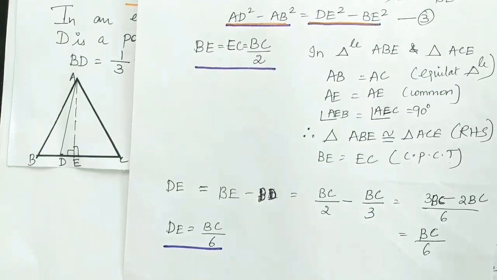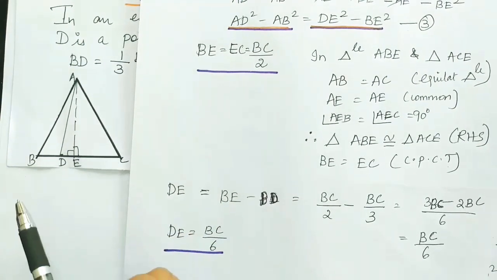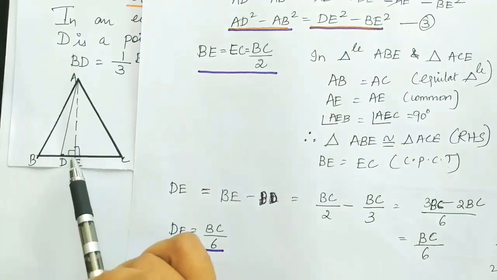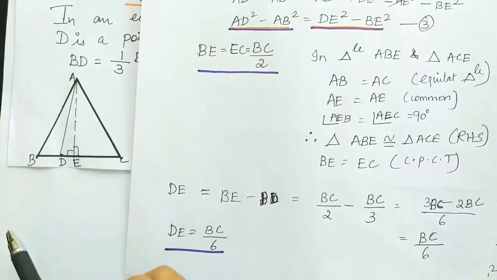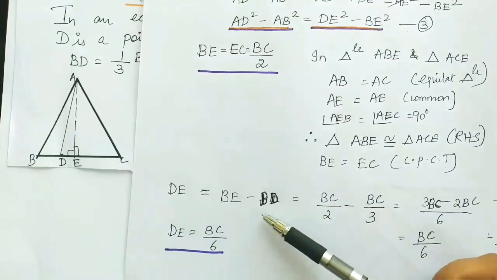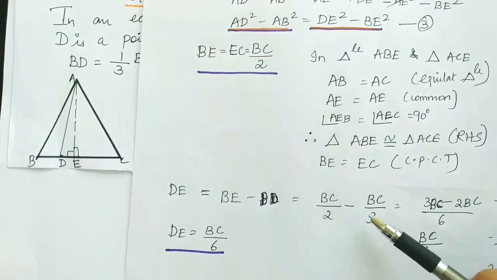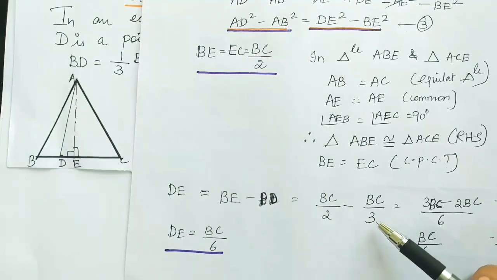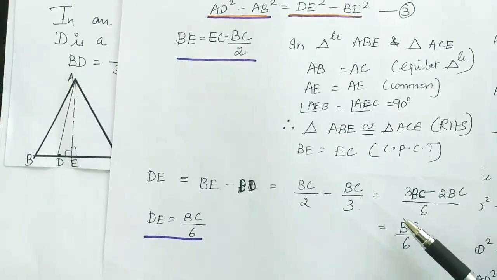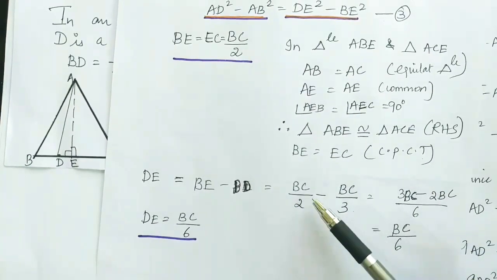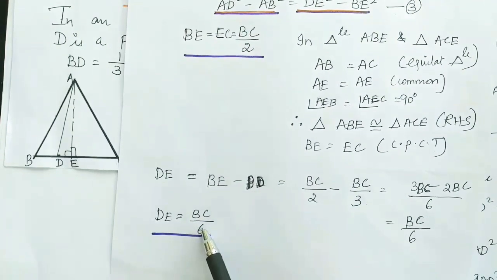We already know that DE is equal to BE minus BD here. And BE is equal to BC by 2, just now we saw. And it is also given that BD is equal to BC by 3. So in the place of BE, we are going to substitute BC by 2, and in the place of BD, we are going to substitute BC by 3, which is given. So after taking LCM in the cross multiplication method, what you get here is BC by 6. That is, 3 BC minus 2 BC is 1 BC by 6. So we got DE as BC by 6.